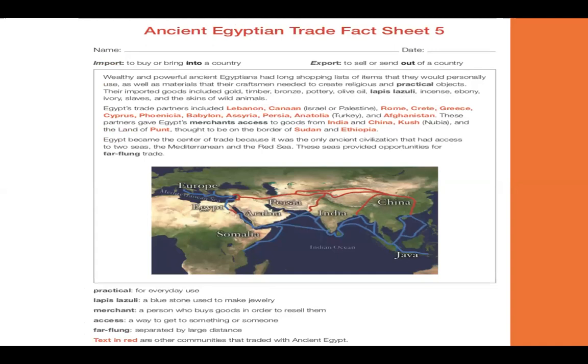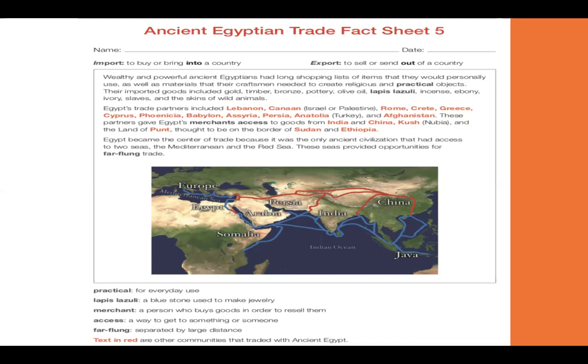Wealthy and powerful ancient Egyptians had long shopping lists of items that they would personally use, as well as materials that their craftsmen needed to create religious and practical objects. Their imported goods included gold, timber, bronze, pottery, olive oil, lapis lazuli, incense, ebony, ivory, slaves, and the skins of wild animals, like we said previously.